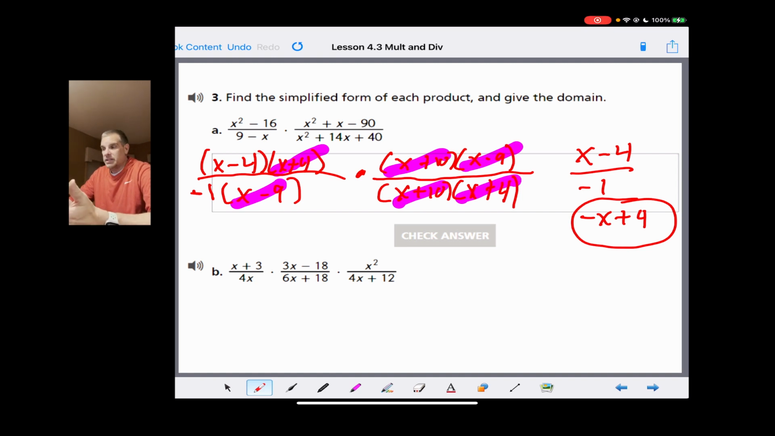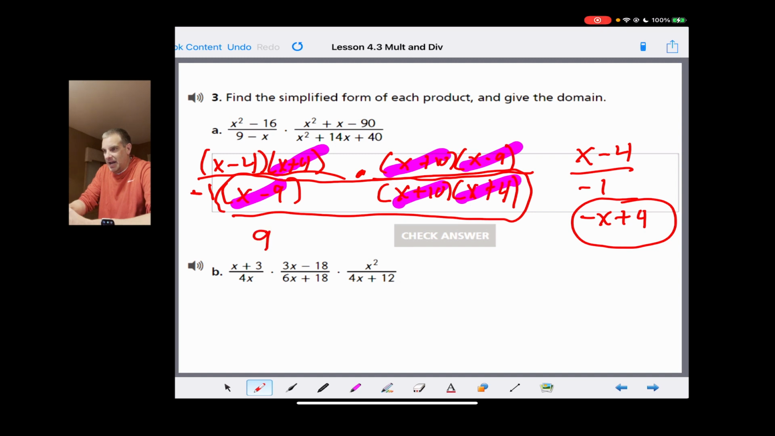So there we're sitting with that. Now, the domain and the range. For the domain and the range, you need to go back to this part right here. So what makes that 0? 9. What makes that 0? -10. What makes this 0? -4. So it's all reals, but x cannot equal 9, -10, and -4.